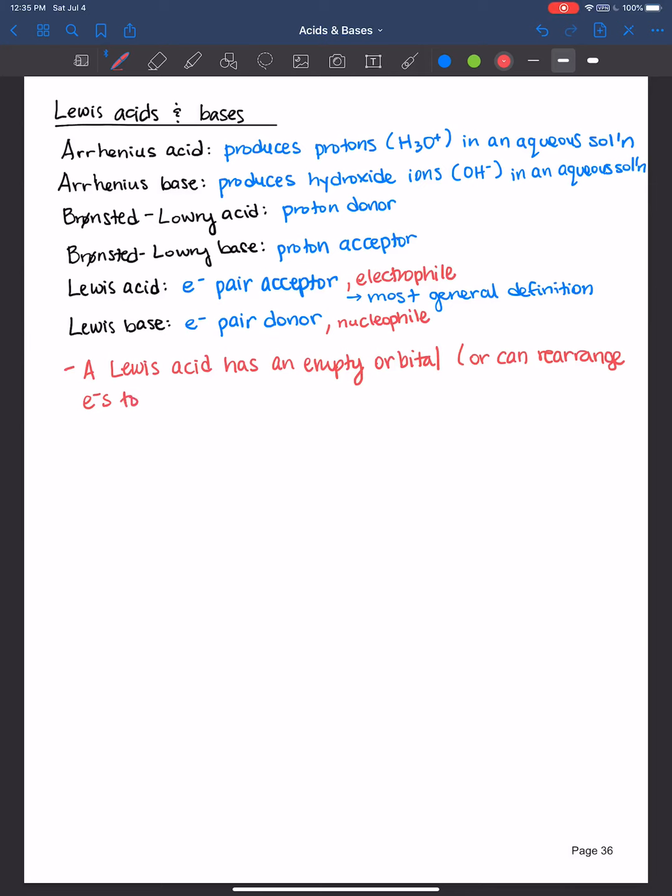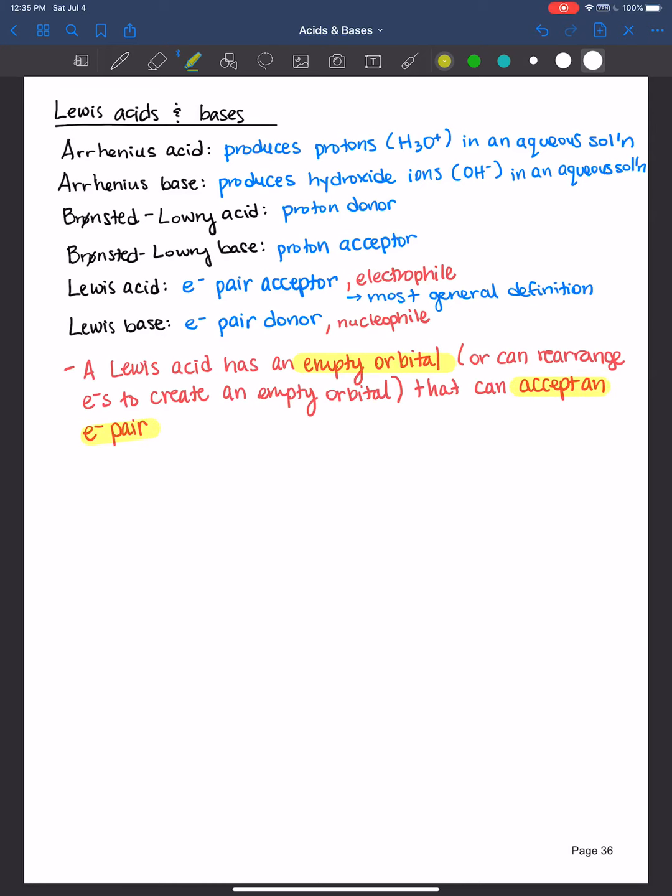Rearrange electrons to create an empty orbital. So move electrons around so we can create available space. And then that empty orbital is what can accept an electron pair, right? So that we can form a new bond. So the empty orbital from the Lewis acid can accept an electron pair.